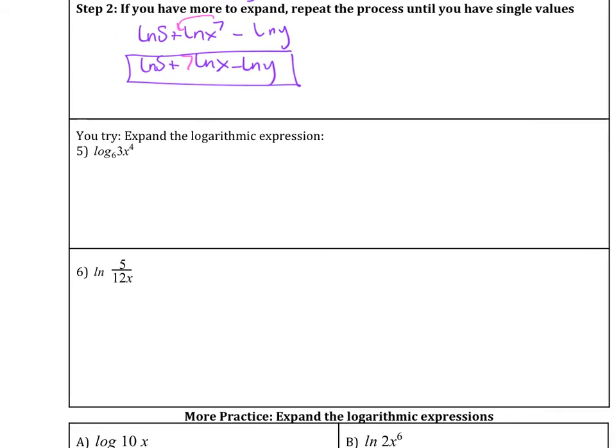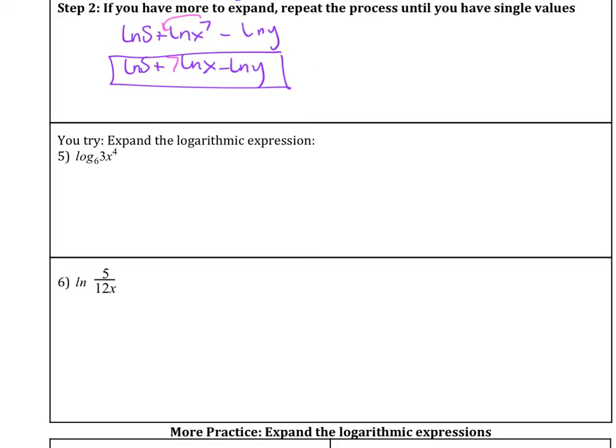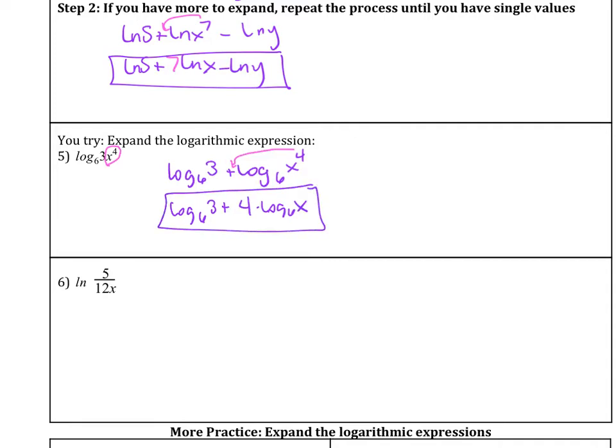So try out these examples, number 5 and number 6. Expand each log expression. Let me walk through this. Log base 6 of 3, and then we're multiplying, so that means I'm going to add those logs: log base 6 of x to the 4th. Log base 6 of 3 is done, but log base 6 of x to the 4th, that 4 is going to go in the front. Again, the 4 only belongs to the x, so it doesn't belong to the 3, and we do not put it together. Therefore, this is log base 6 of 3 plus 4 times log base 6 of x, and that is expanded completely.